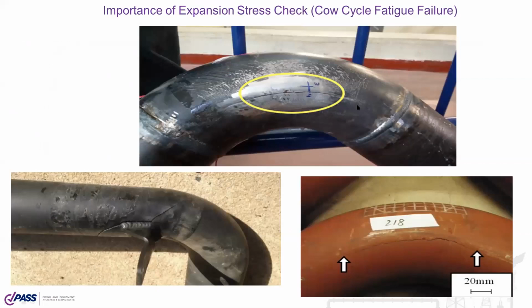So why is the expansion stress check important? Because low cycle fatigue leads to failure of the piping components, especially the bends and tees, after several years of operating, and an explosion can happen because of the cyclic loads, the thermal expansion and contraction, when you heat up the piping system and cool it down.